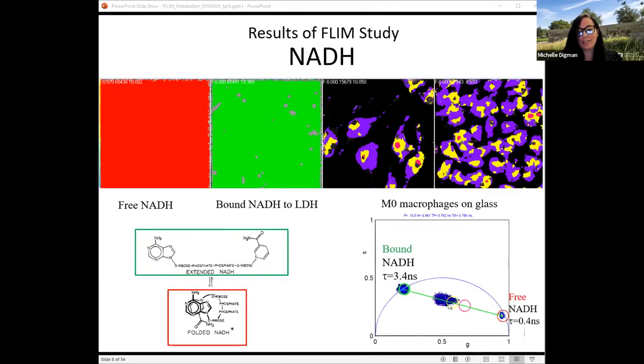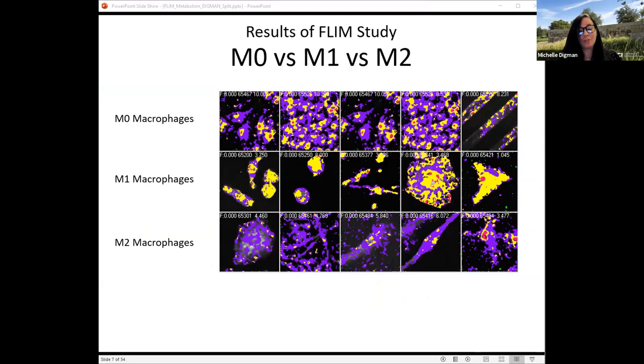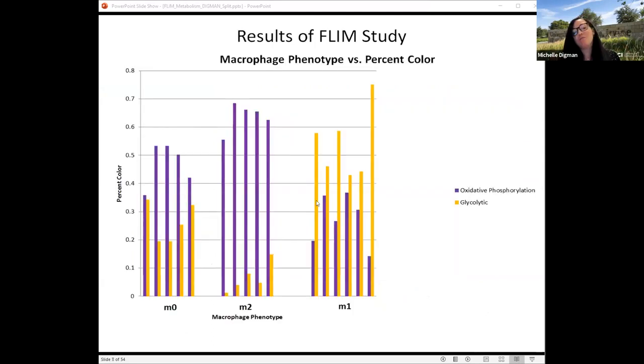And yellow here is higher free NADH, purple is being more bound. So distinctively, you can already see this. And if you quantify just the percent color, and remember, these are community college students, so we did this in a week, you'll see that M1 distinctly has a more free NADH. And free, I'm going to talk to you about the glycolytic metabolism.